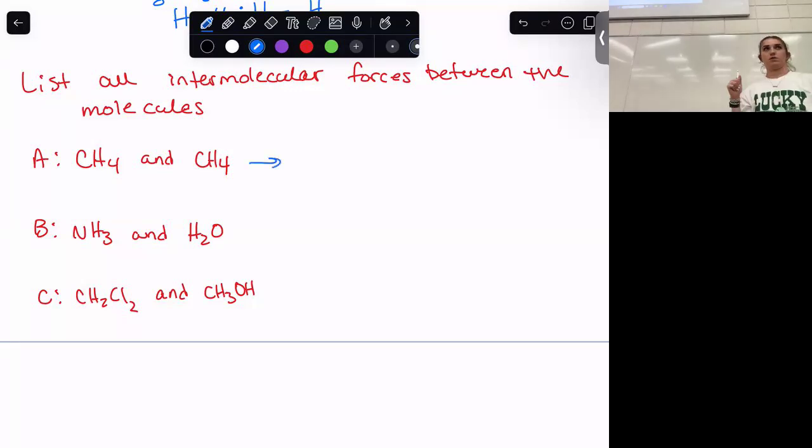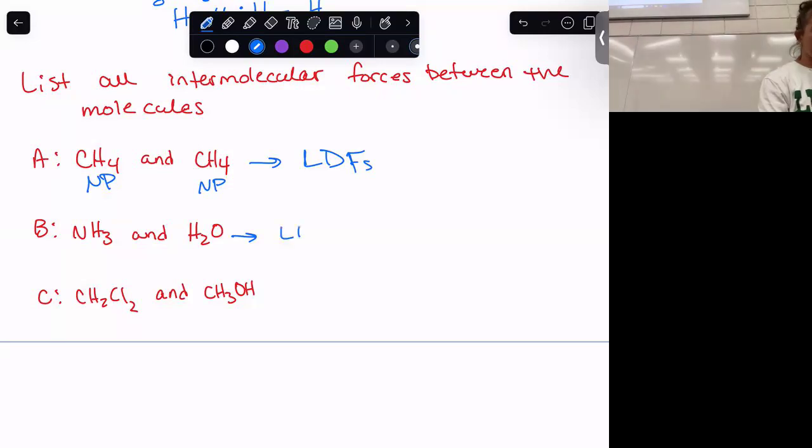Alrighty, what do we have for A? What's going to be the intermolecular forces for CH4 and CH4? Yep, this is just London dispersion forces. Is CH4 a polar or non-polar molecule? That's non-polar. We're just looking at CH4 molecules, so this is a pure substance. If it's two nonpolar, then the only thing holding them together is London dispersion forces. Okay, what about NH3 and H2O?